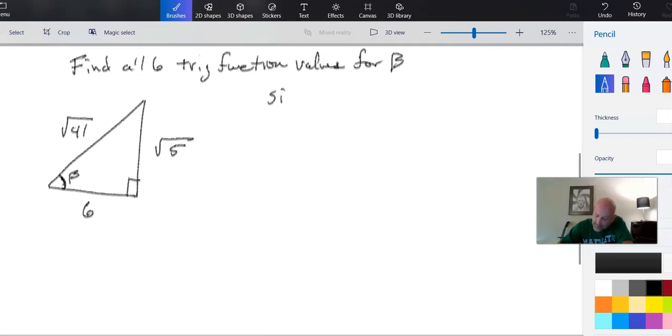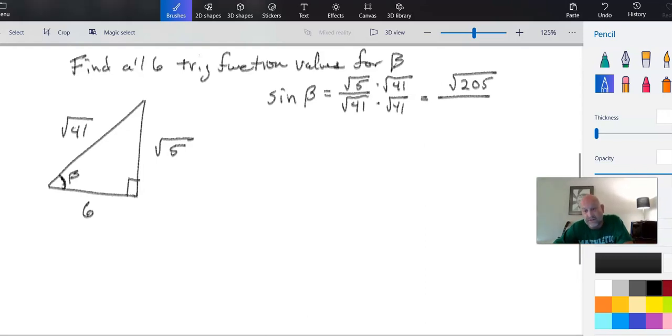Sine beta is going to be the opposite over the hypotenuse, which is square root of 5 over square root of 41. And we do need to rationalize the denominator here. So times square root of 41 over square root of 41. And that will give me, and you can always do this in your calculator or what have you, 5 times 41 should be 205.